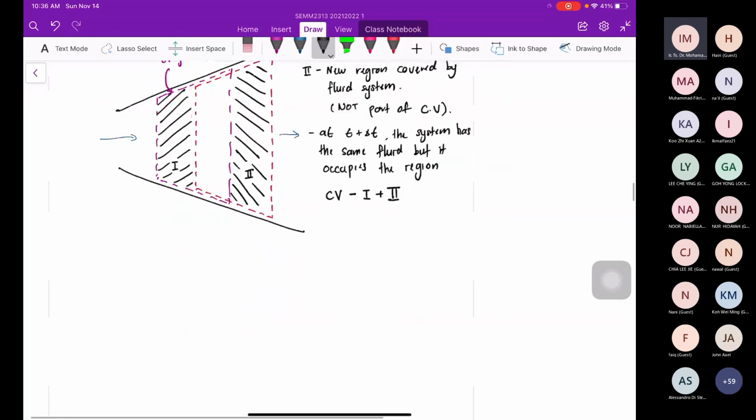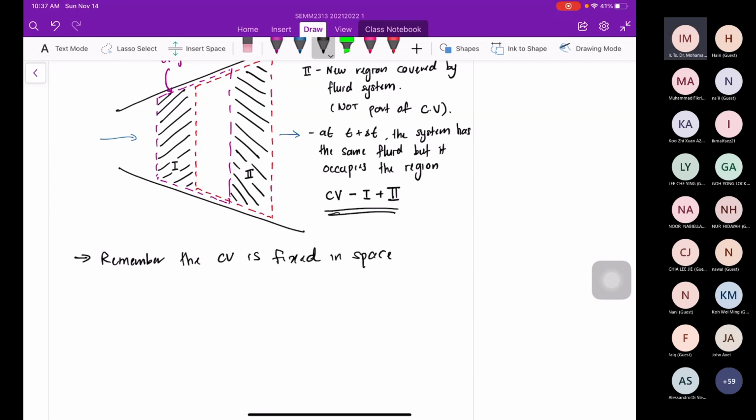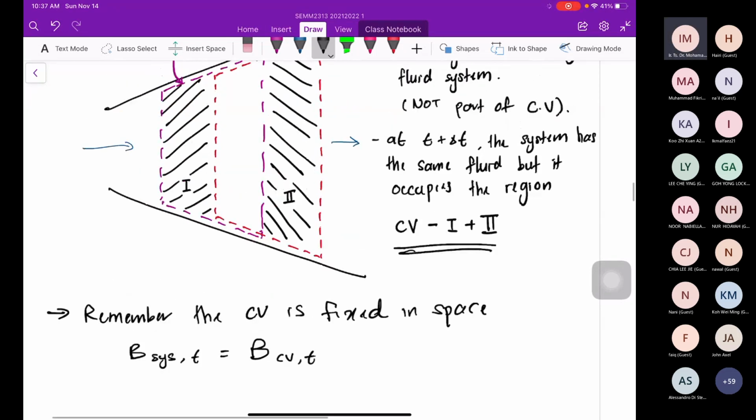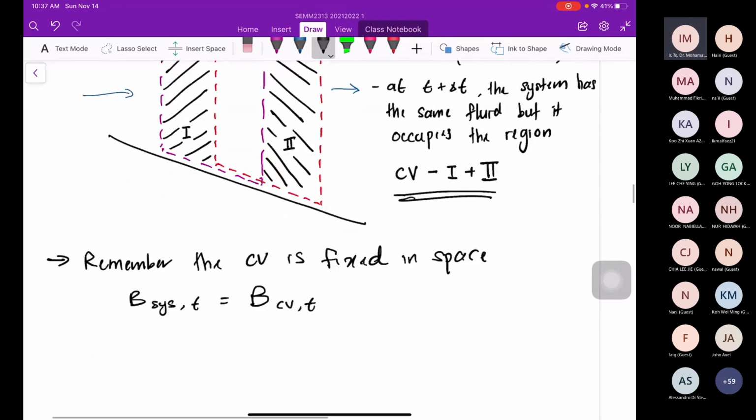So from here, I want you to understand this. This is very important: CV minus region 1 plus region 2. Remember, the control volume is fixed in space. So B of the system equals B of the control volume at time T. That means at time T, the system coincides with the control volume. Do you have any questions so far?